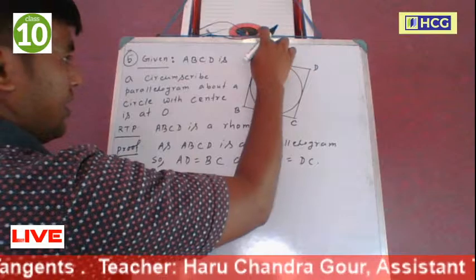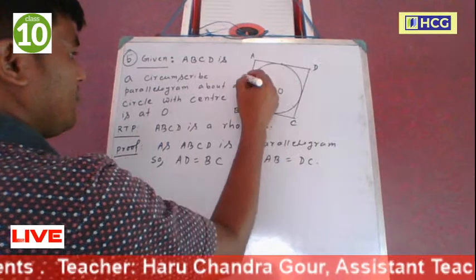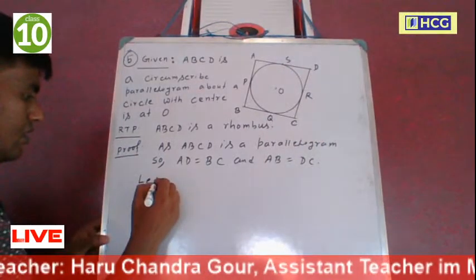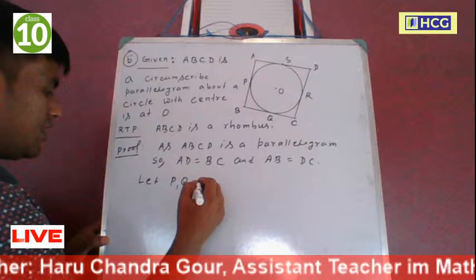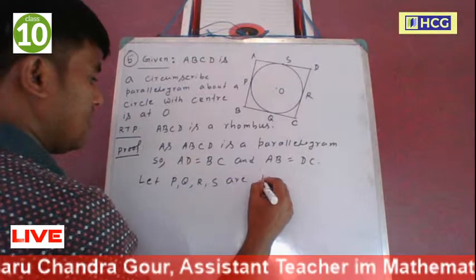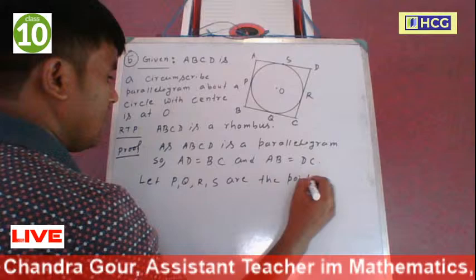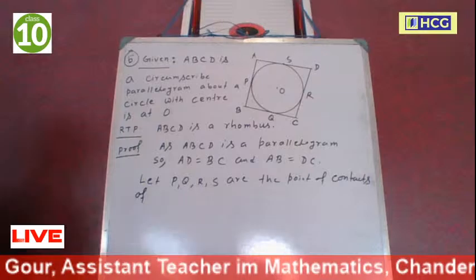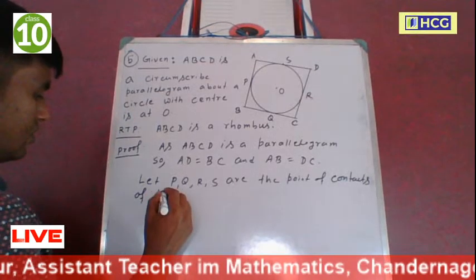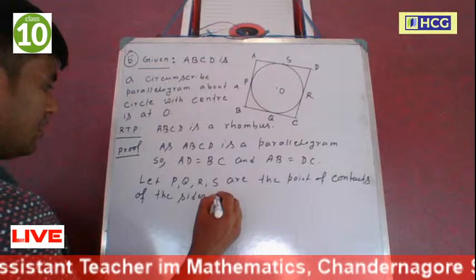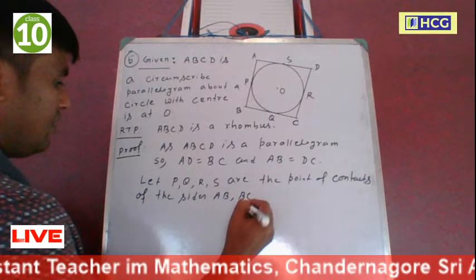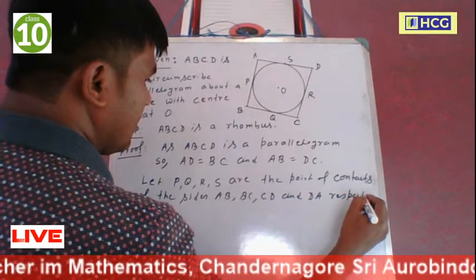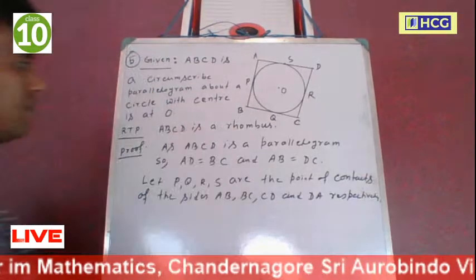Now this is the point of contact. Let P, Q, R, S be the points of contact of the sides AB, BC, CD and DA respectively.